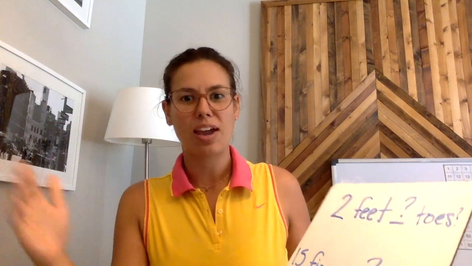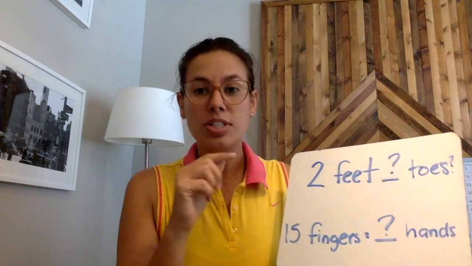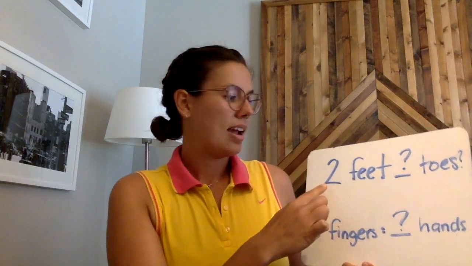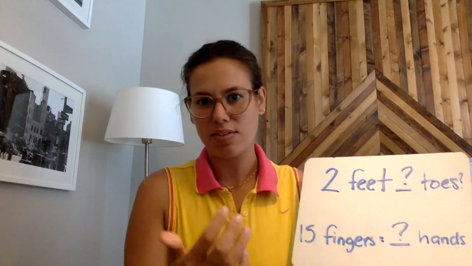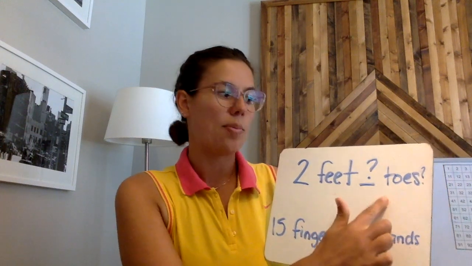So there's two different types of questions that you're going to see. And they're all about hands and feet because we have 5 fingers on each hand and we have 5 toes on each foot. So hands and feet are a great thing to talk about when you're talking about multiples of 5, so numbers that you skip count by 5. The first type of question will tell you how many feet or how many hands you are given, and you'll need to come up with how many toes.